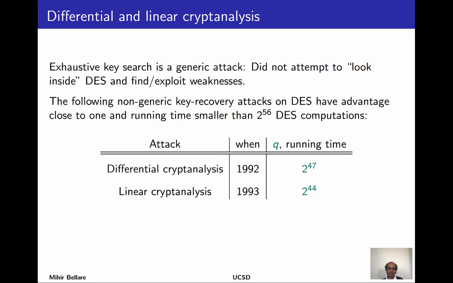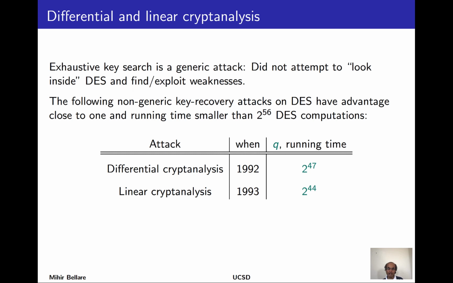The exhaustive key search attack is actually a very dumb attack. It never attempted to look inside DES, to look at how the S boxes work, to find and exploit any actual weakness in the design. It's just a generic way of attacking any block cipher or family of functions. It's a brute force attack. Try every possible key until you find the right one.